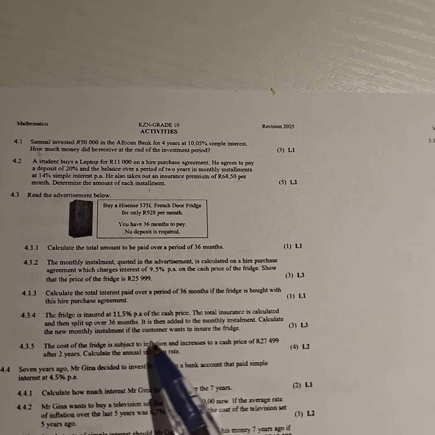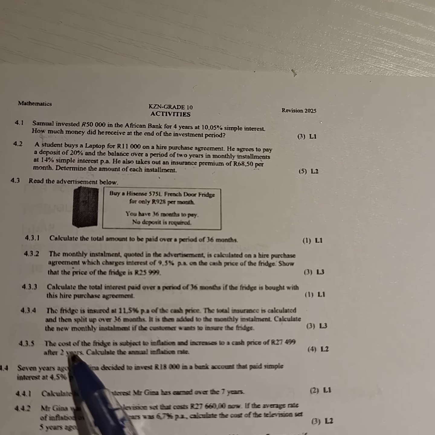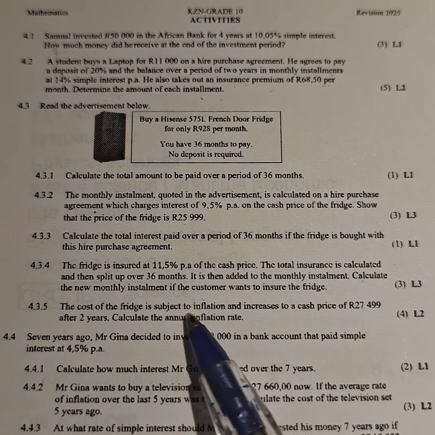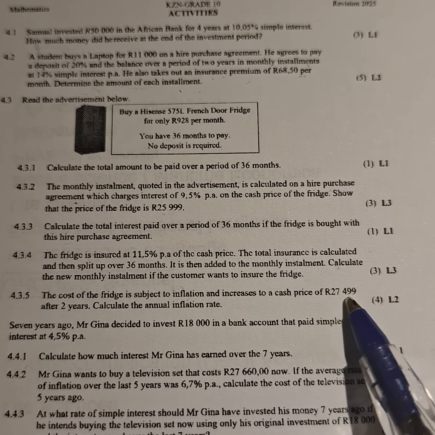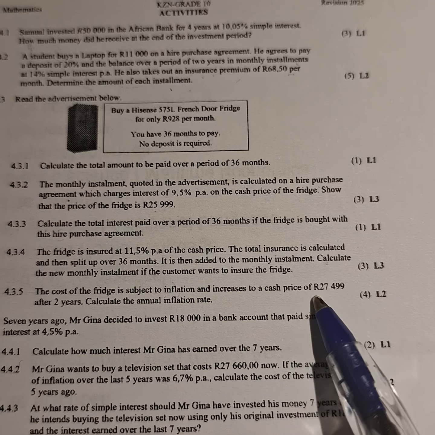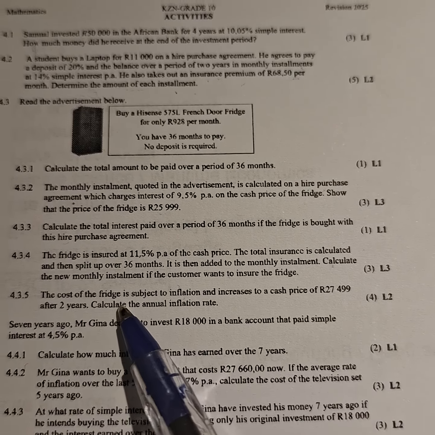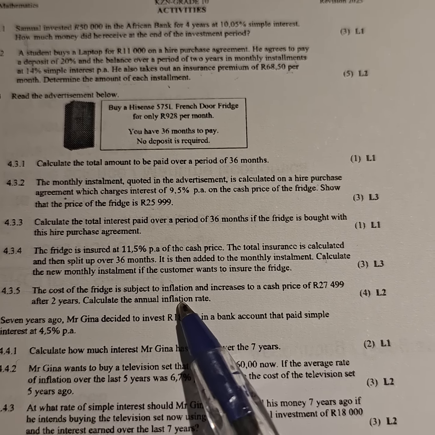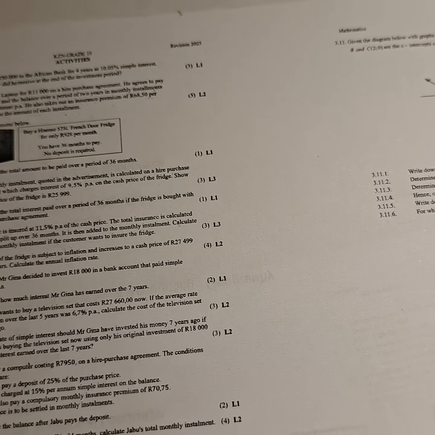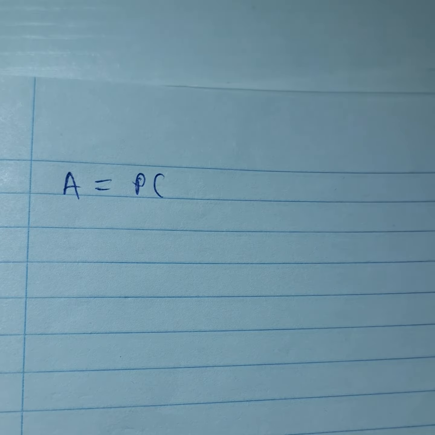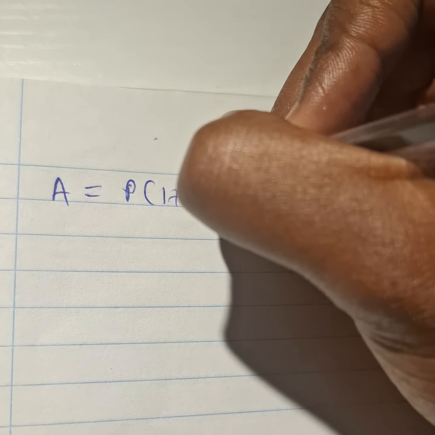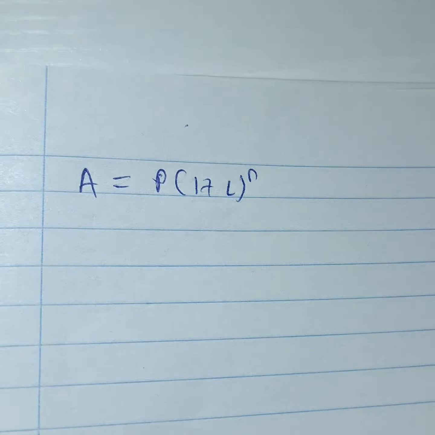Okay, all right, let's go on to the last question here. The cost of the fridge is subject to inflation and increases to a cash price of 27,499 rand after 2 years. Calculate the annual inflation rate. Okay, right, so A is equal to P. Now, inflation is a compound interest manifestation.